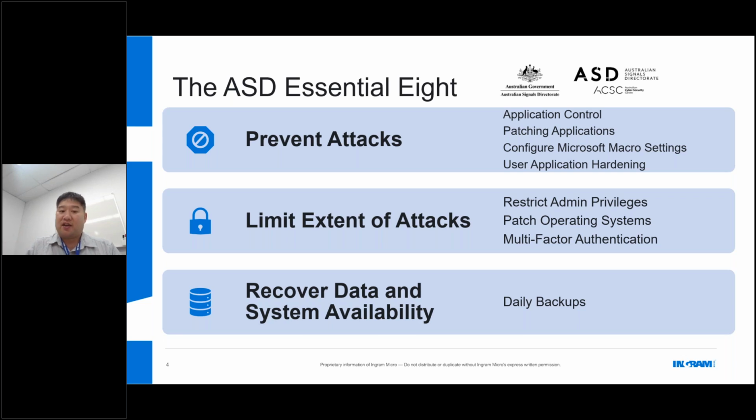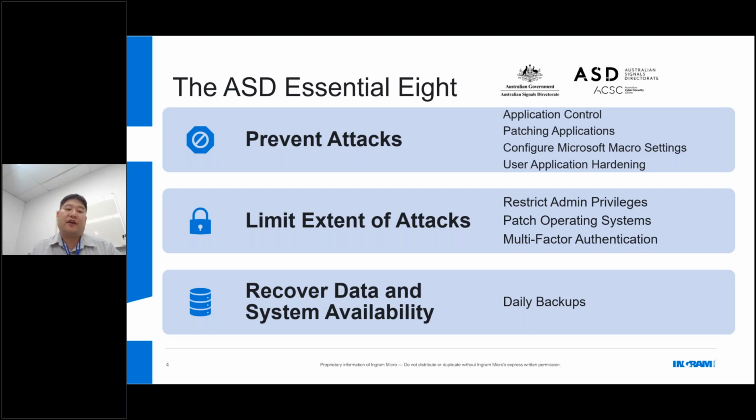By restricting admin privileges, because we know that if you have admin rights, it's almost the keys to your kingdom. Adversaries take full advantage. Operating systems as well, making sure they're patched, because operating systems are the underlying software, whether it's server or endpoints. And also multi-factor authentication. So even if a user account has been compromised, they're still going through multi-factor authentication. That limits the extent of what they can do.